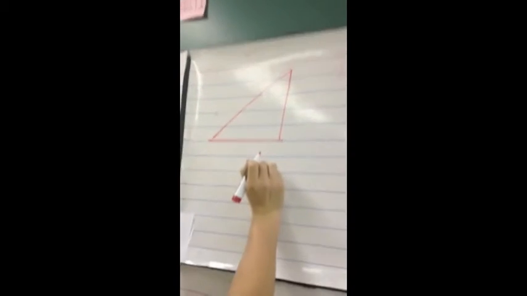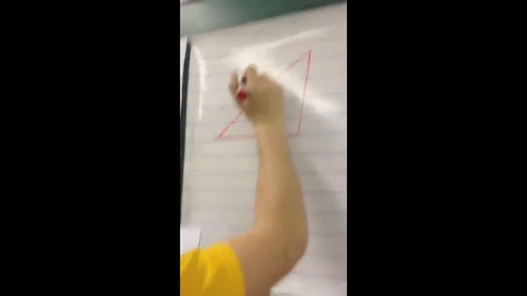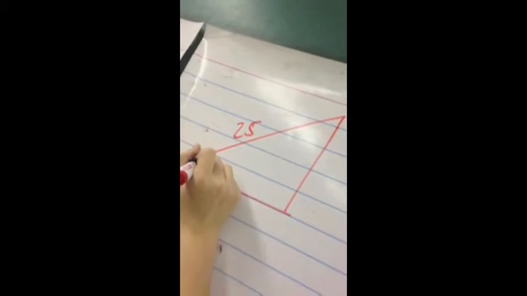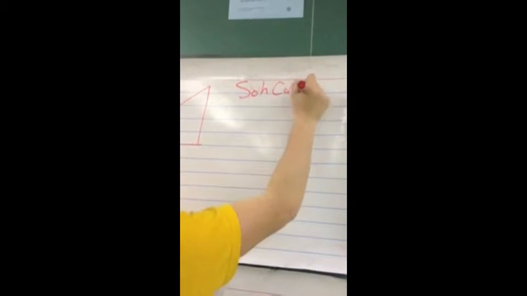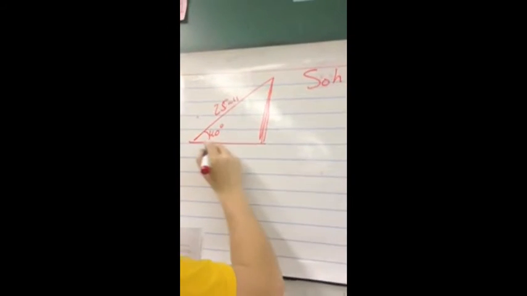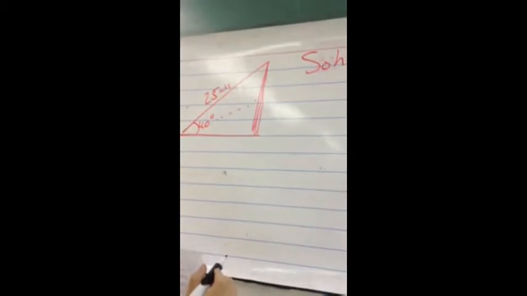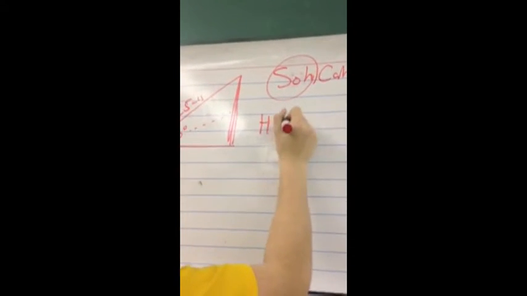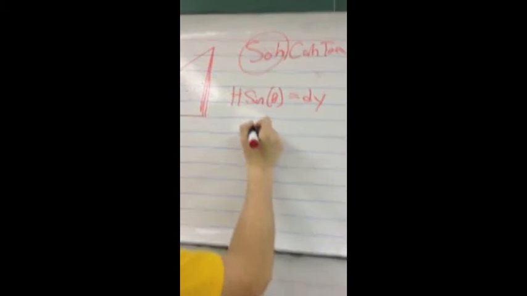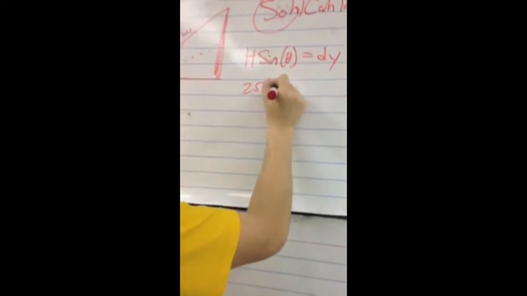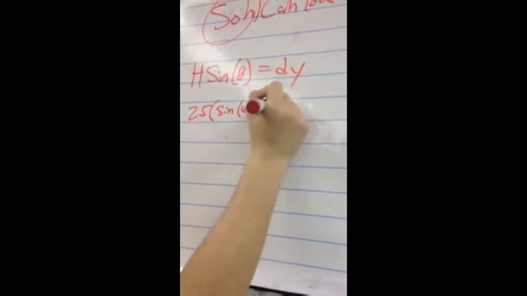Okay. Make a triangle. It says 25 is your initial velocity of the kick, and it's going at 40 degrees. You use SOHCAHTOA. Because you want to find the vertical component, which is this side over here, you're going to find the opposite over the hypotenuse. The only one that has that is sine. You use the equation H sine theta is equal to your d of y. You plug it in, 25 sine 40, and you get your d of y.